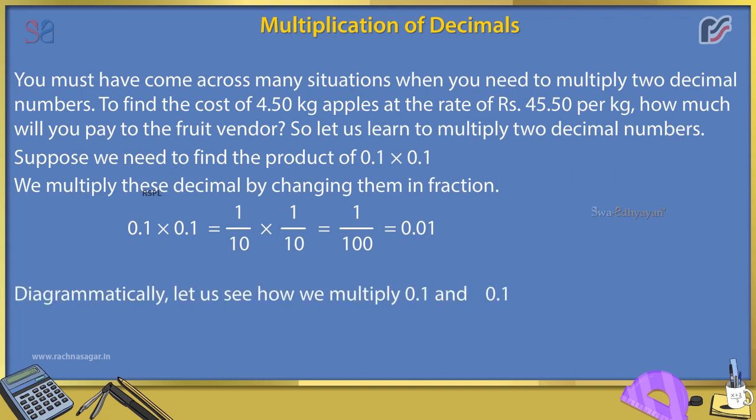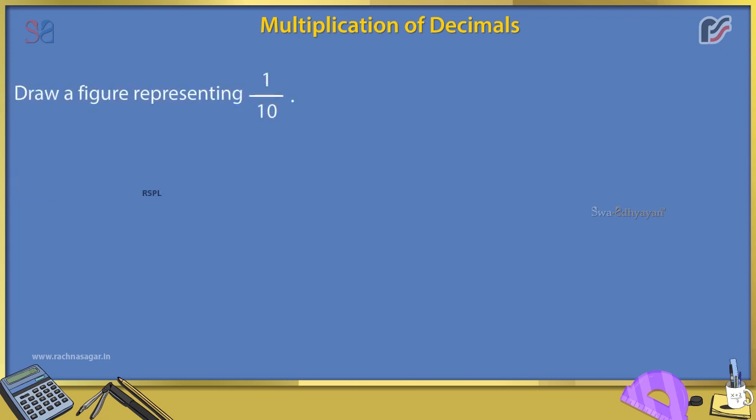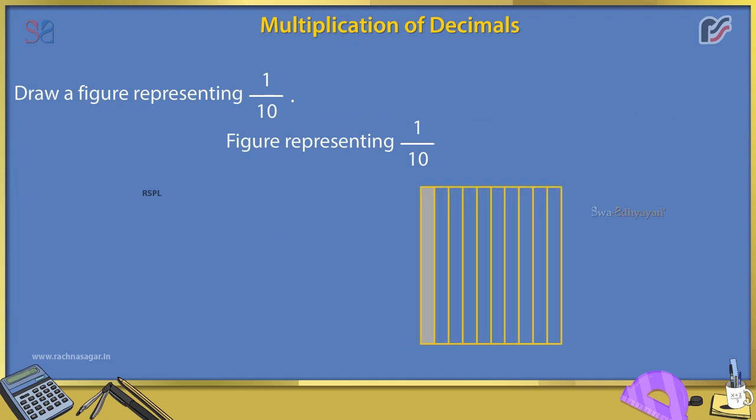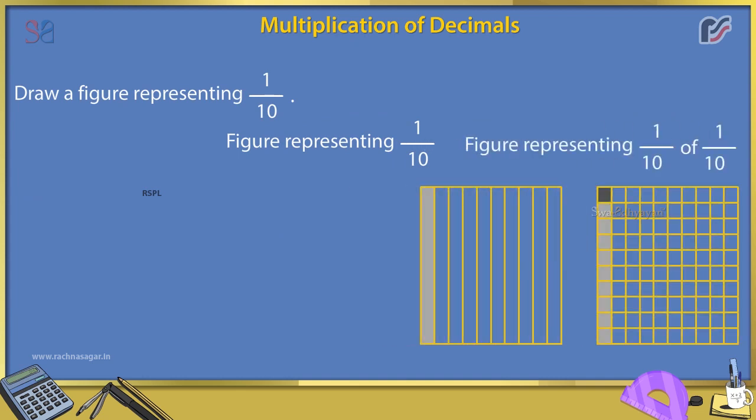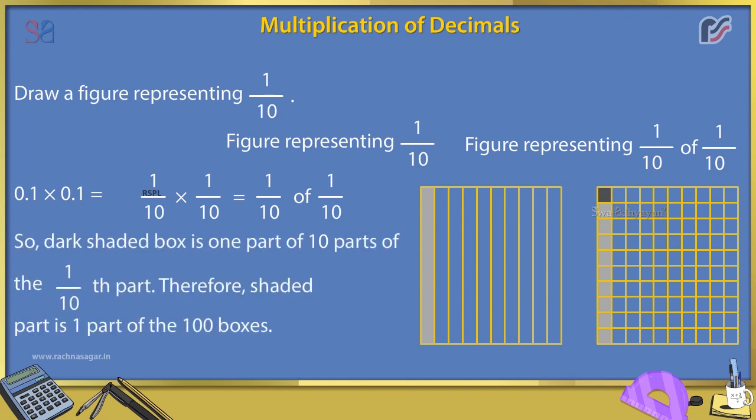Diagrammatically, let us see how we multiply 0.1 and 0.1. Draw a figure representing 1 by 10. Figure representing 1 by 10 of 1 by 10. 0.1 into 0.1 is equal to 1 by 10 into 1 by 10, which is equal to 1 by 10 of 1 by 10. So, the dark shaded box is 1 part of 10 parts of the 1 by 10th part. Therefore, the shaded part is 1 part of the 100 boxes. Therefore, 0.1 into 0.1 is equal to 0.01.